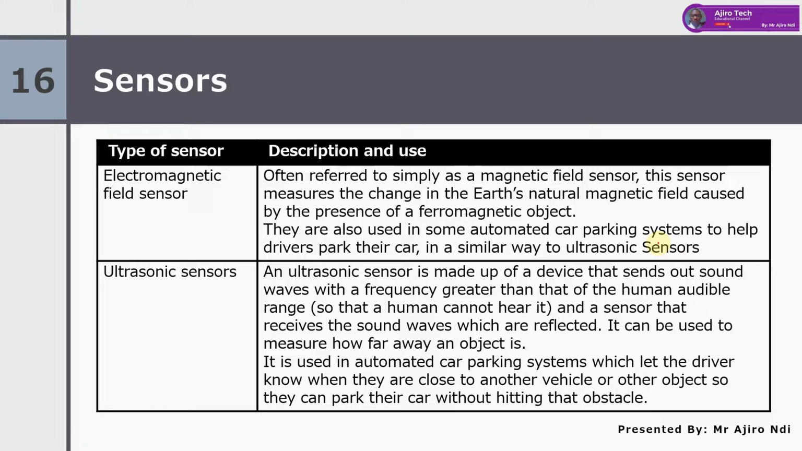Okay, now it also measures the amount of time taken for the sound to be sent and received, combined with knowledge of the speed of this sound wave. It can be used by the microprocessor to calculate distance. Again, just to make all this clearer, it can be used in automated car parking, which will let the driver know if they are close to another vehicle or other objects, so they can park their car without hitting that obstacle.